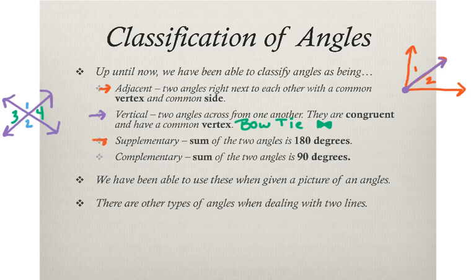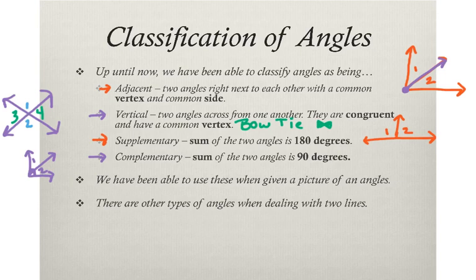And then we have supplementary angles. Remember, supplementary angles have a sum that has to equal 180 degrees. So you could have a straight line where, if you have angle 1 and angle 2, they would be supplementary in this case because they're adding up to 180 degrees. And then you have complementary angles, which are the sum of 2 angles that equal 90 degrees. So angle 1 and angle 2 would have to add up and equal 90 degrees because that's a 90-degree angle.